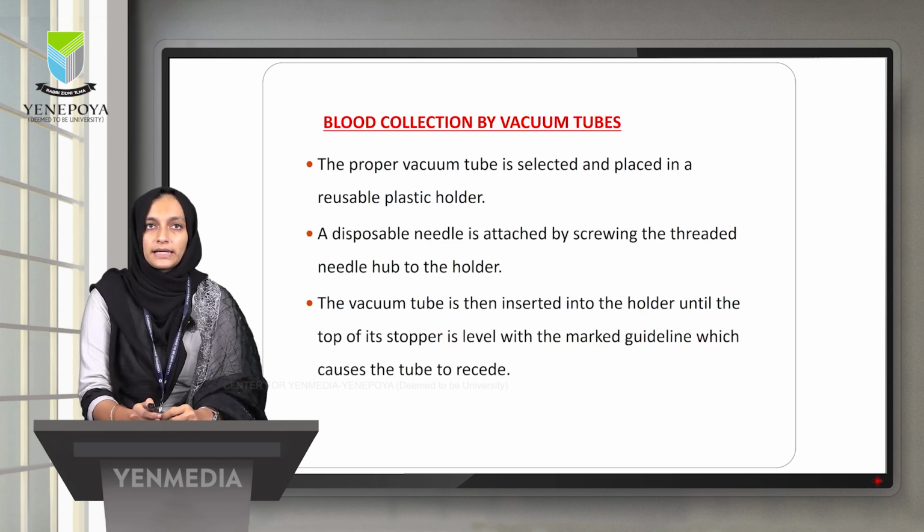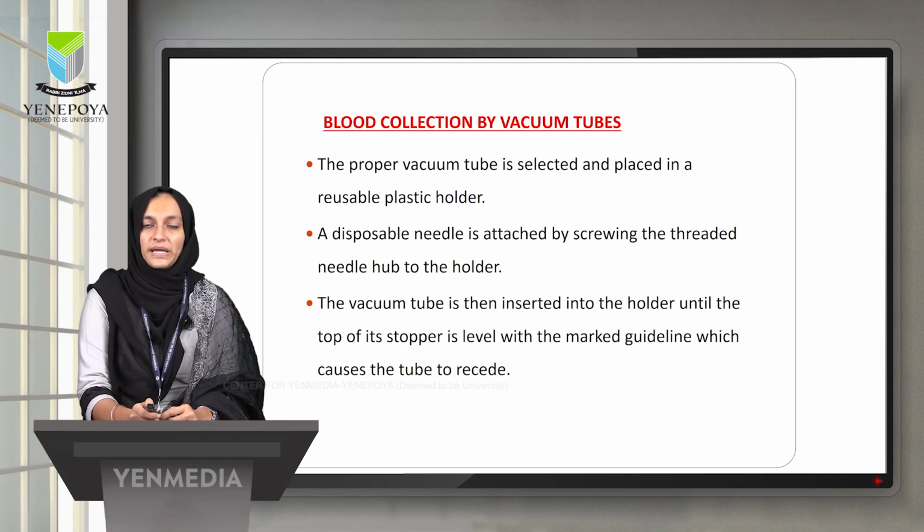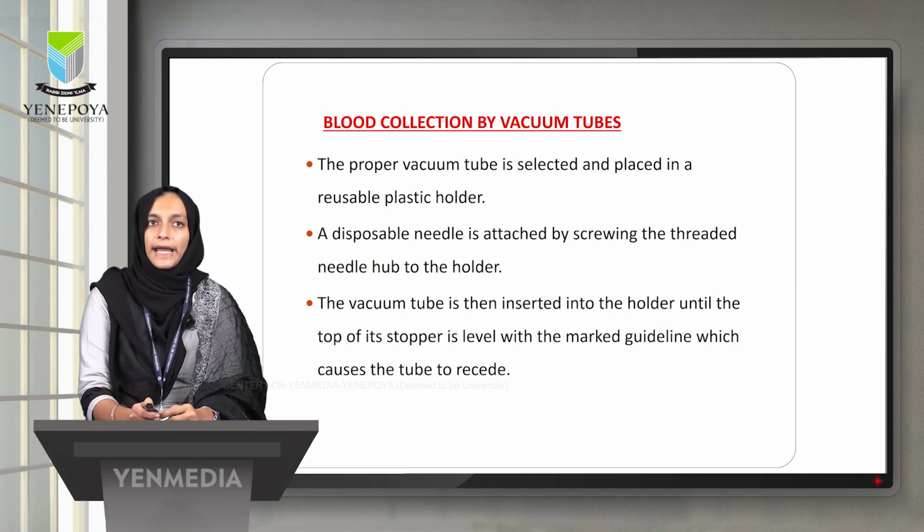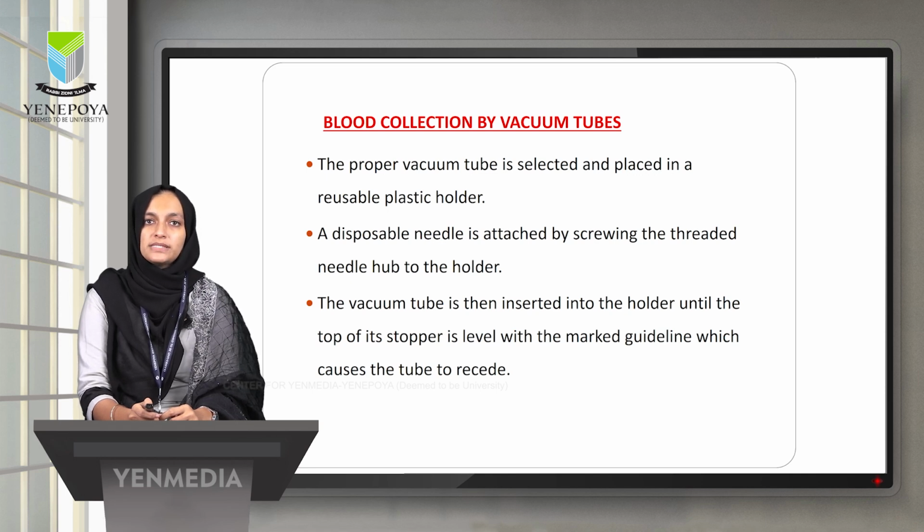Then next one, blood collection by vacuum tubes. The proper vacuum tube is selected and placed in the reusable plastic holder. A disposable needle is attached by screwing the threaded needle hub to the holder. The vacuum tube is then inserted into the holder until the top of its stopper is level with the marked guideline, which causes the tube to recede.